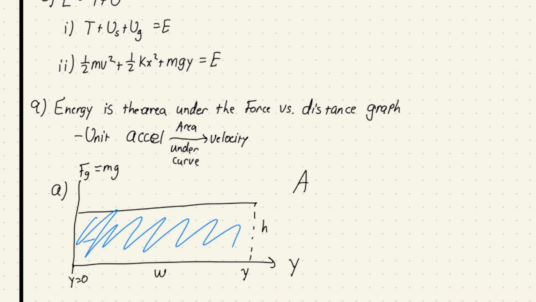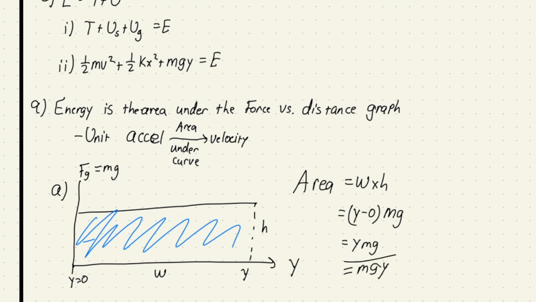So area is equal to width times height. Width is going to be y minus 0. I take my final minus my initial, and I get y minus 0, so that's just y. And my height is going to be mg, how much force of gravity is acting on me. So I get ymg, or mgy. And that's where my equation for gravity energy comes from.